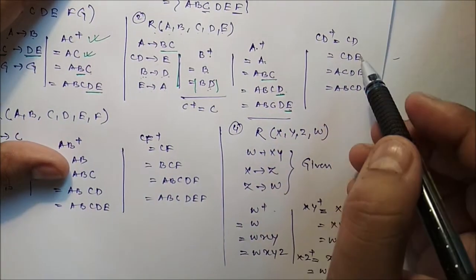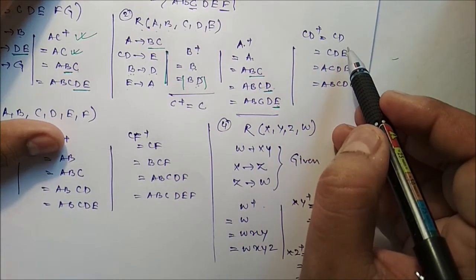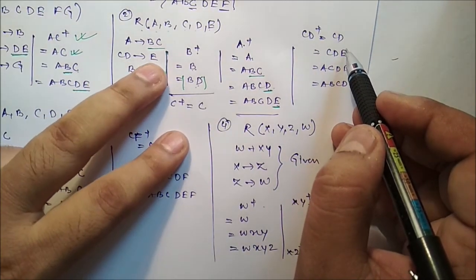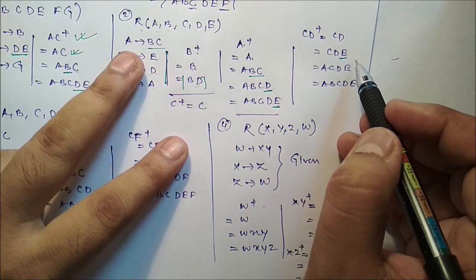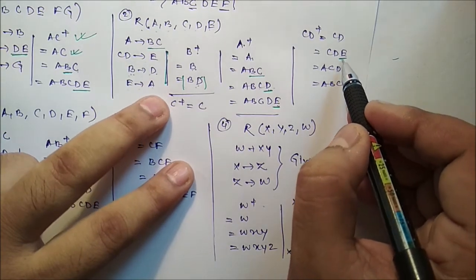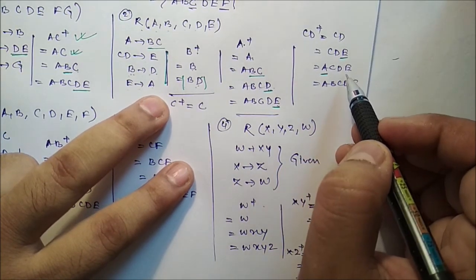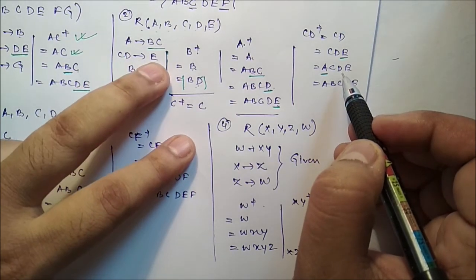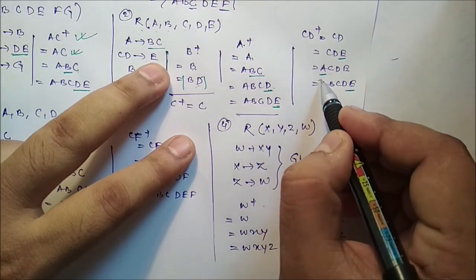Similarly, we can identify the CD closure. So CD closure means what? We can identify CD definitely. And if you know CD, that means we know E. Are you getting this one? And if you know E, we can identify A. So we can include A, C, D, E. So that is the CD closure.